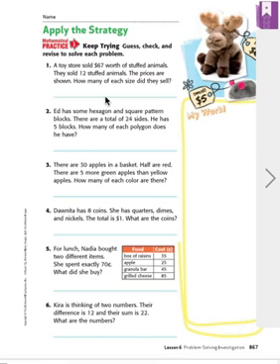It says, keep trying, guess, check, and revise to solve each of the problems. So let's start. A toy store sold $67 worth of stuffed animals. They sold 12 stuffed animals in all. The prices are shown. How many of each did they sell?